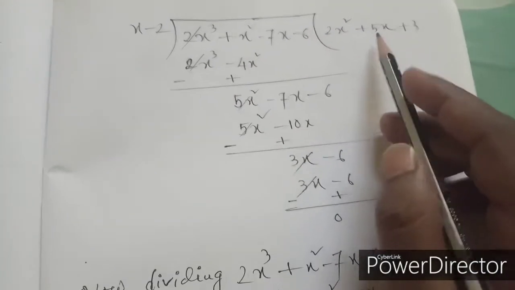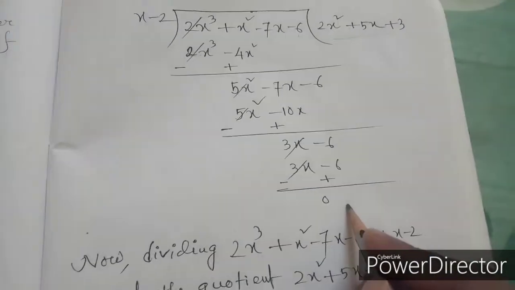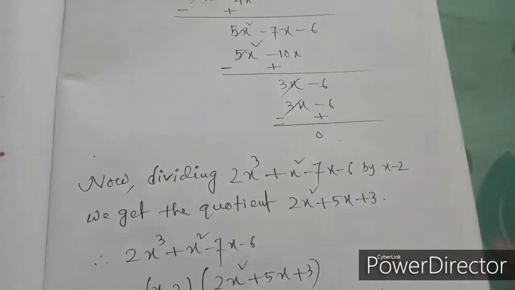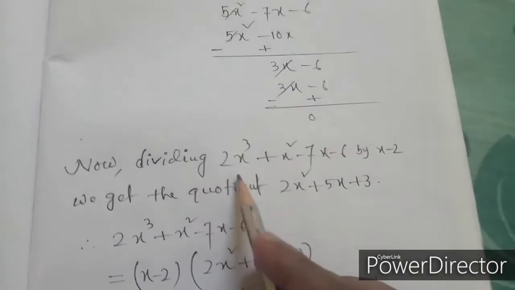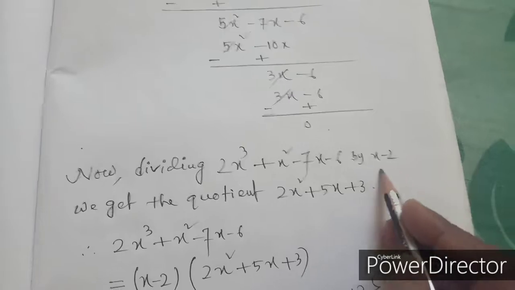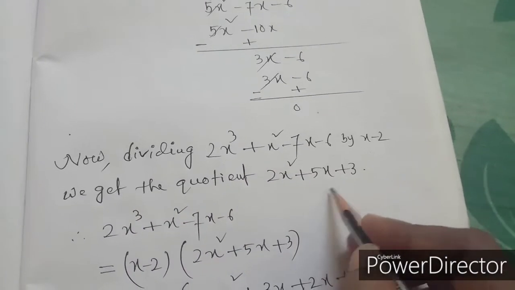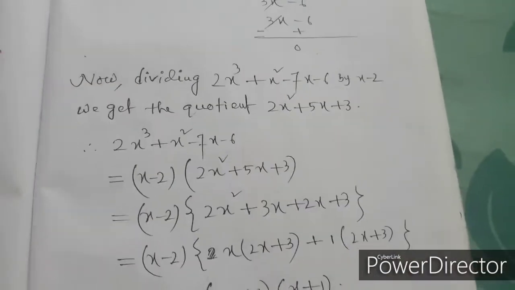So after dividing, we got this quotient, and the remainder should be 0. Got it? So that's why I write it. Now dividing 2x cube plus x square minus 7x minus 6 by x minus 2, we get the quotient equal to 2x square plus 5x plus 3. Sure.